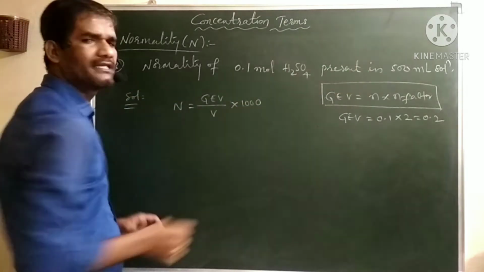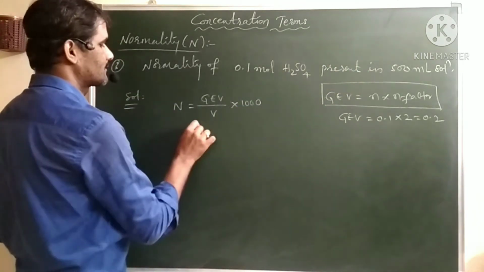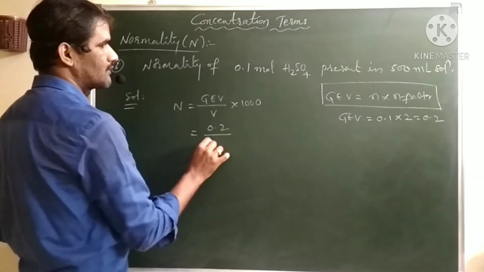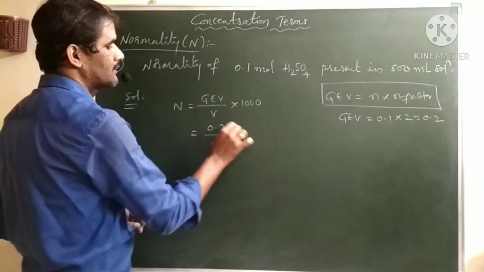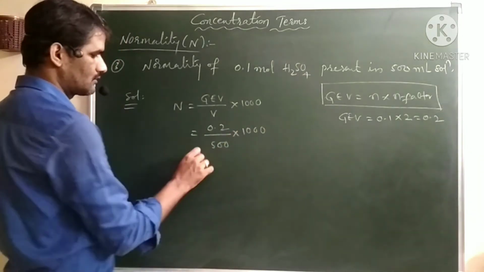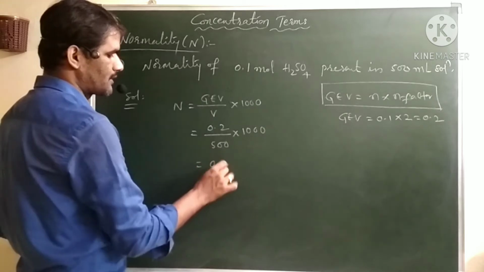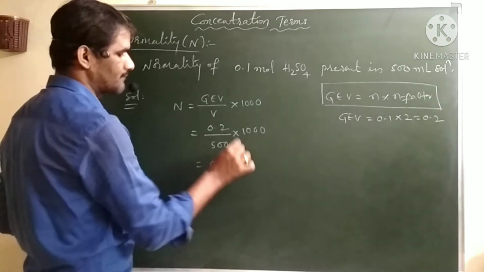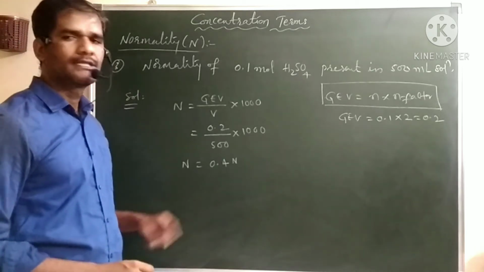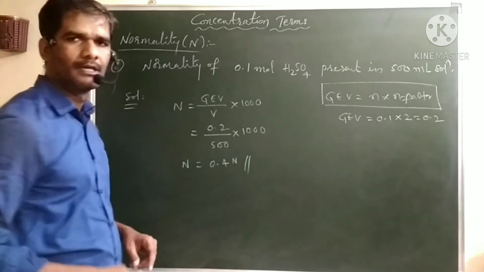Now we have the formula, the gram equivalence by volume into 1000. Why? Because volume is given in milliliters. Now the gram equivalence is 0.2 and the volume is 500 ml, and this is 1000, and that will give overall 0.4 normal. The normality of H2SO4 here is 0.4 normal.